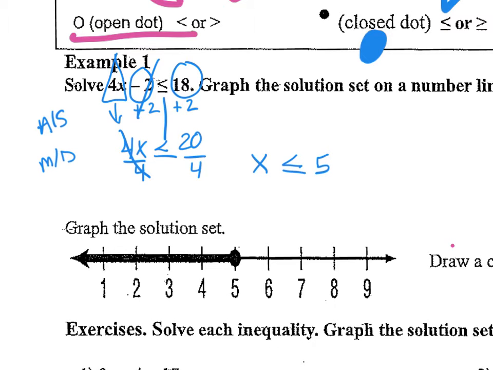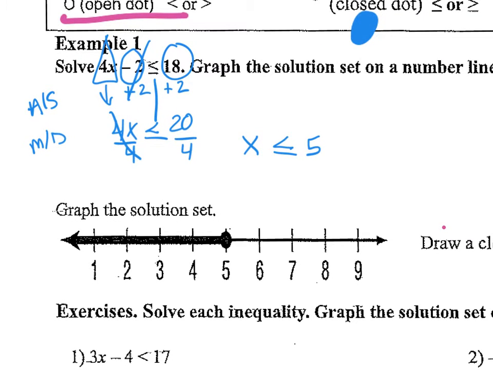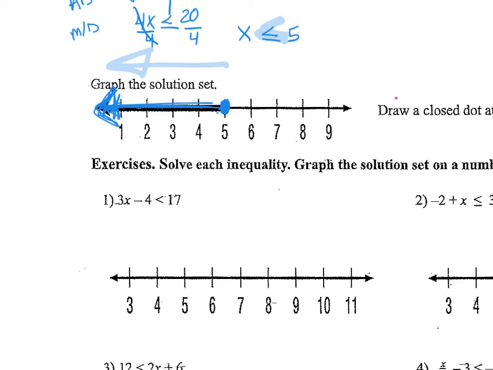So that's our solution. When we go to graph it, since it could be equal to 5, we close the dot because 5 could be an answer. And shade your number line in. Shade all of the numbers that are less than 5. If you get confused, look at your sign and that'll tell you which direction. So to the left.